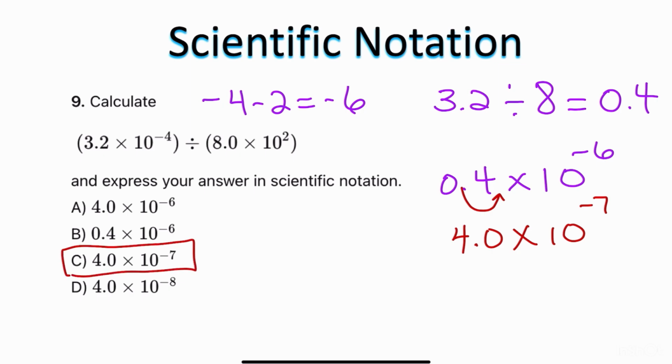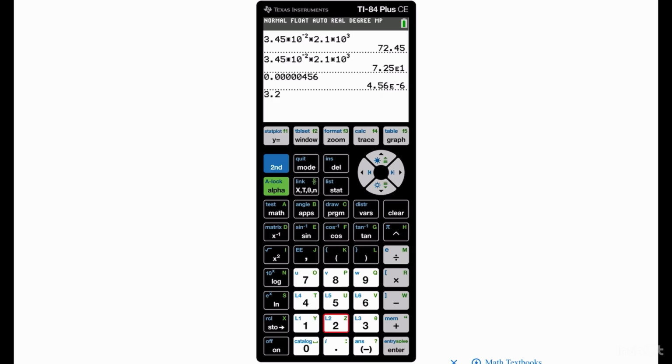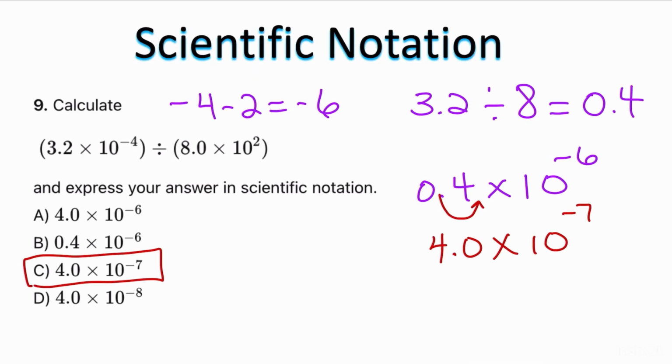But obviously, this is something you can just put straight into your calculator and you're going to get the correct response. Let's go ahead and put this into the calculator. 3.2 times 10 to the -4. Typically, because we're putting this all into the calculator, when I was multiplying, I didn't really care about putting parentheses or not. In this case, because we are dividing, yes, you want to make sure that whatever you're dividing by is put in parentheses. So 8.0 times 10 to the second power. Close parentheses, press enter. So now it says 4 times 10 to the -7 power. So just like before, the answer is going to be C.